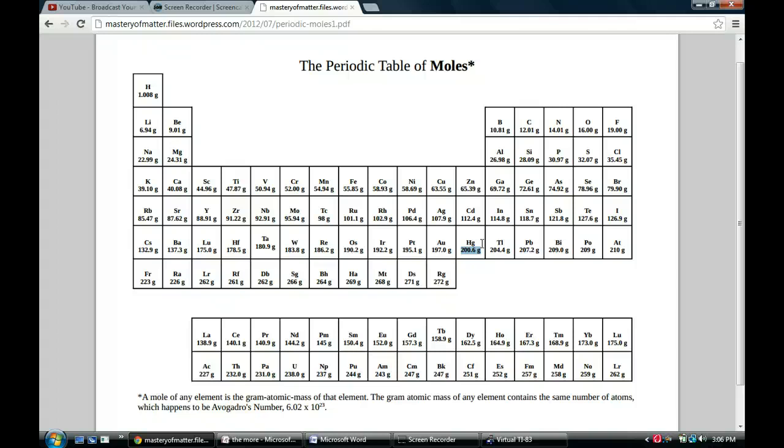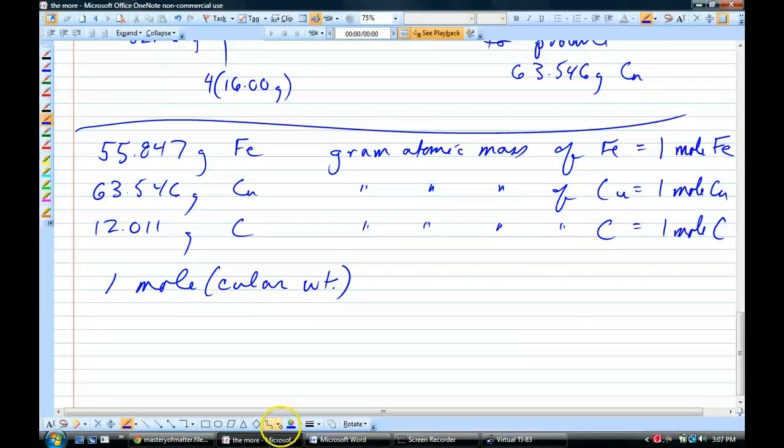And it turns out that that number is about 6.02 times 10 to the 23rd, which is a number called Avogadro's number. So, as it says down here, a mole of any element is the gram atomic mass of that element. The gram atomic mass of any element contains the same number of atoms, which happens to be 6.02 times 10 to the 23rd, also known as Avogadro's number. So we can do calculations with this.